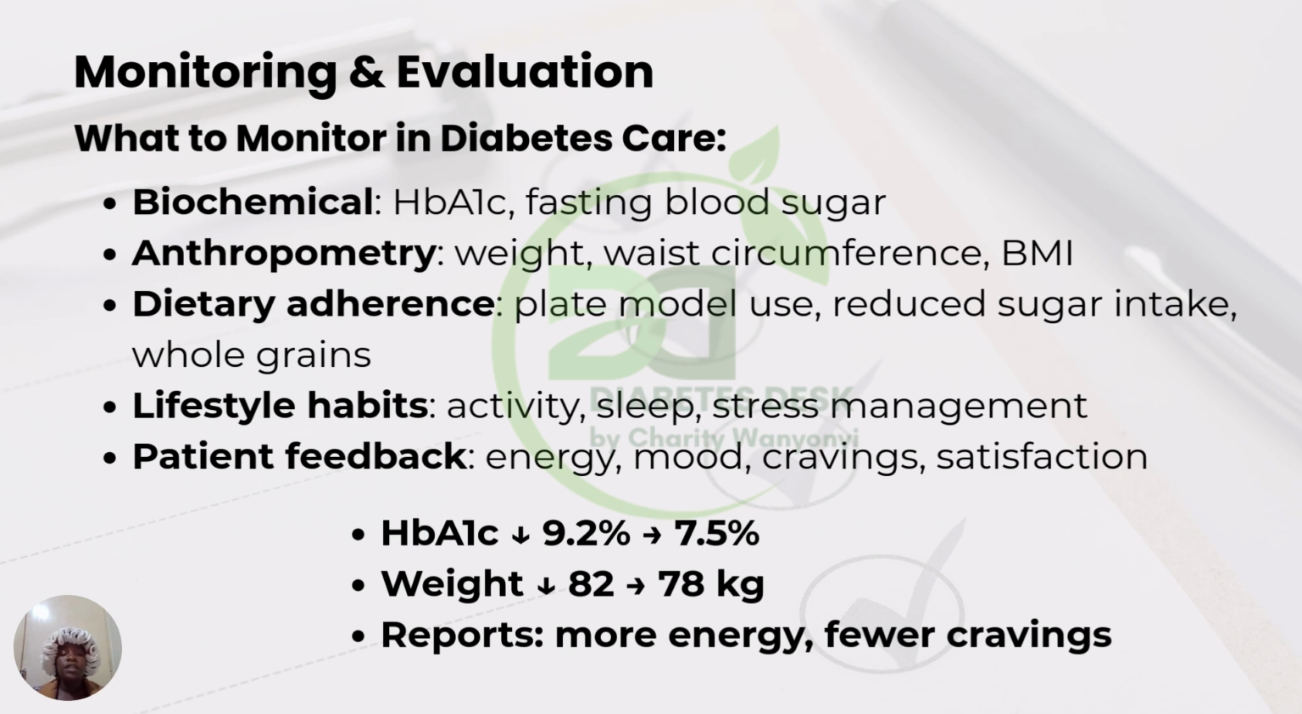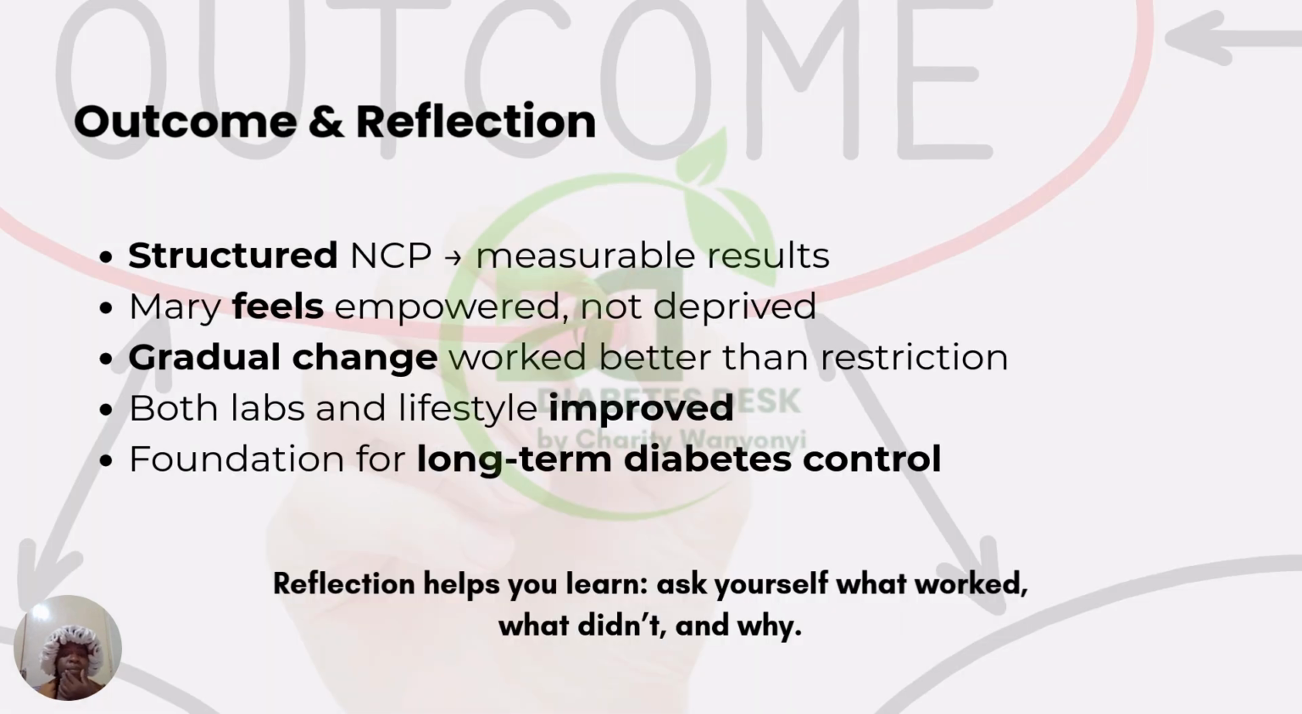So HbA1c from Mary, this is hypothetical, dropped to 7.5, which is almost good. Weight dropped from 82 to 78. This is after a 3 month evaluation, and she reports more energy, fewer cravings. You see, when you get such feedback, you know the science evidence base of the NCP you've put in place is working. So the outcome and reflection for me, a structured NCP most of the time equates to a measurable result. Because if you know what your diagnosis and what you're intervening, you're going to get the outcome you're looking for.